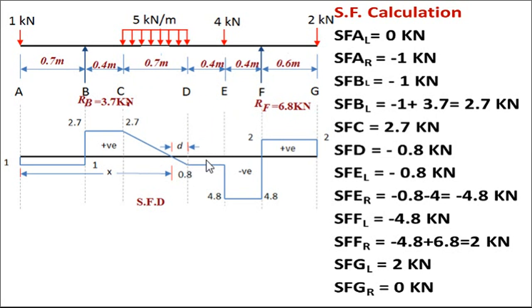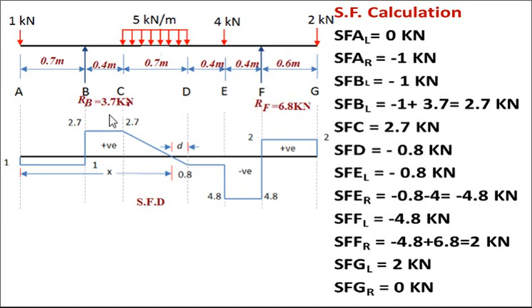After that, D to E there is no loading, horizontal line, and at E there is a downward concentrated load. So minus 0.8 minus 4, so minus 4.8. Again E to F there is no loading, again horizontal line, and at F there is a reaction in the upward direction. So minus 4.8 plus 6.8, the value is 2. Again F to G there is no loading, so you have to draw a horizontal line, and at G station there is a downward concentrated 2 kilonewton load, the value is 0.